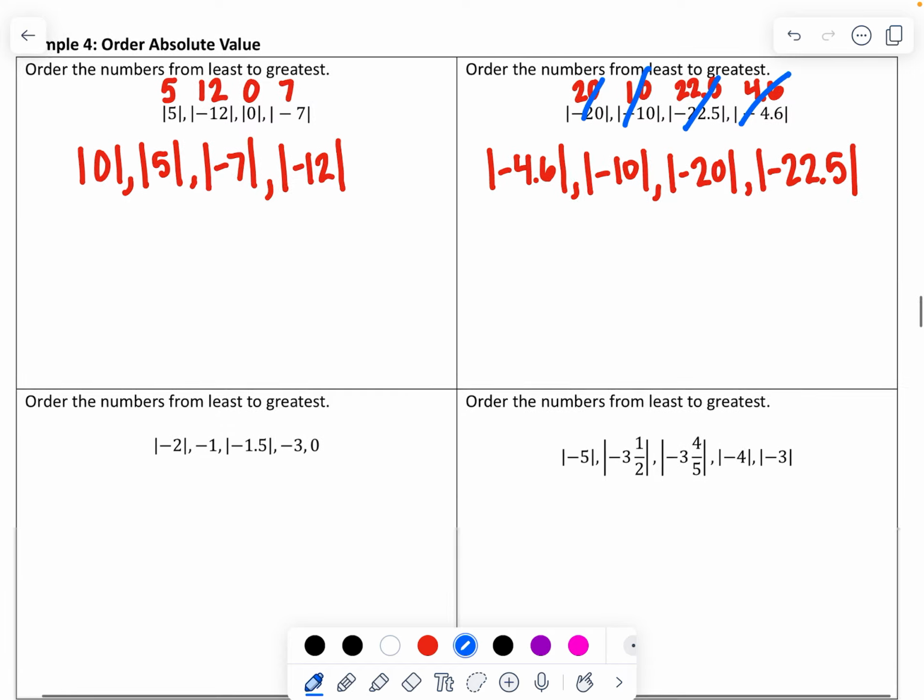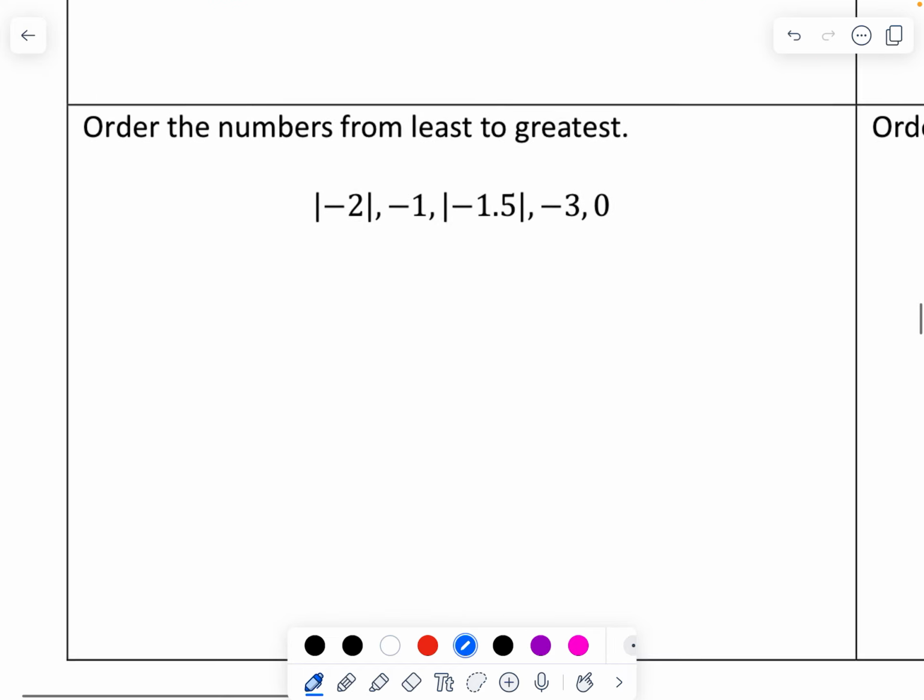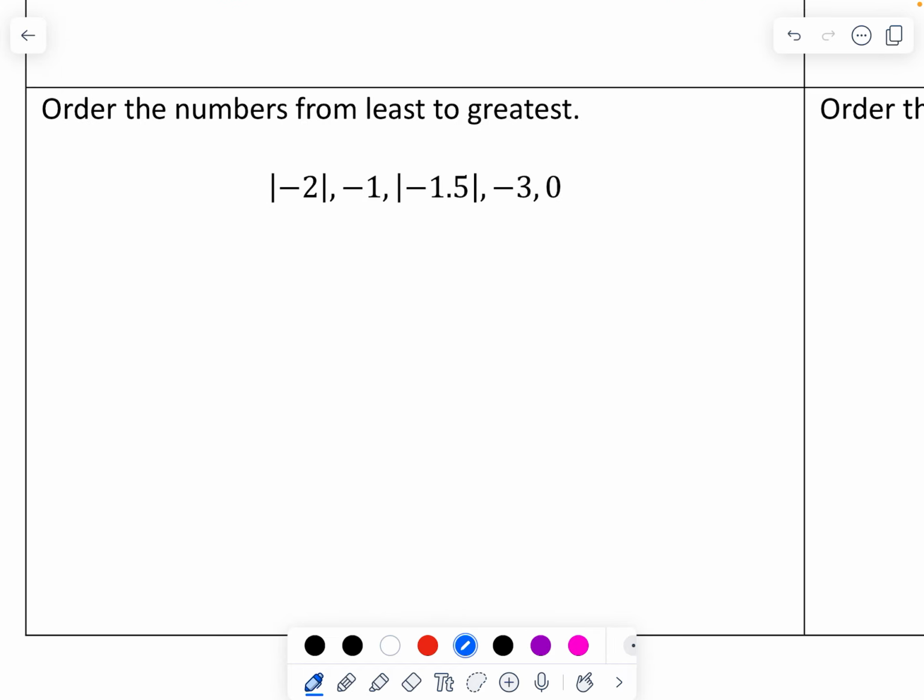All right. On this one, or actually on the next two, I want you to pause the video and try them on your own, and then you can fast forward to see if you got it right. And if you didn't, then you can rewind to see what you missed, what you did wrong. Okay? So go ahead and pause the video here.